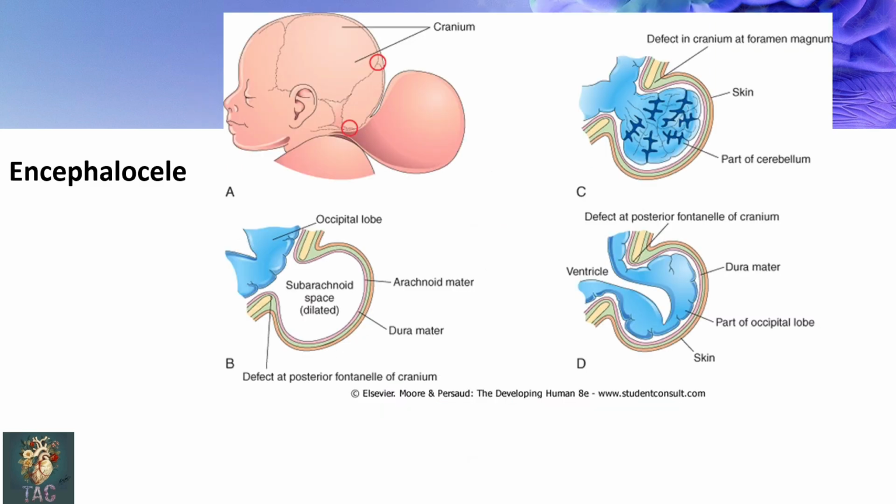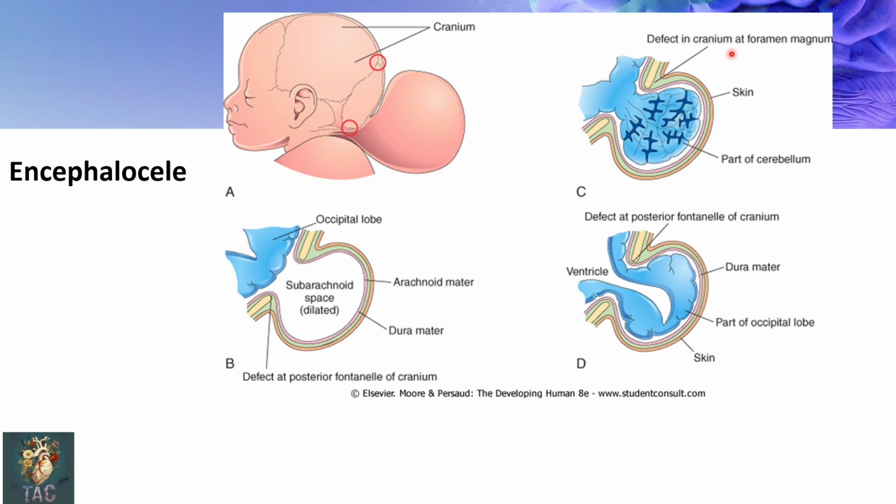So this is the schematic diagram illustrating the encephalocele in the head area of the newborn baby. This area shows the posterior fontanelle, and this area shows the foramen magnum, where non-fusion of the bones is present, and this is the protrusion of the meninges through the defect. In this diagram you can see only the meninges protrude out through the defect along with the subarachnoid space. In this diagram you can see along with the meninges there is protrusion of part of the cerebellum.